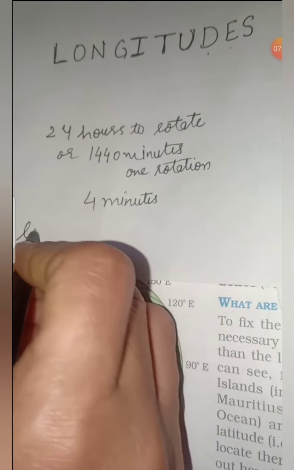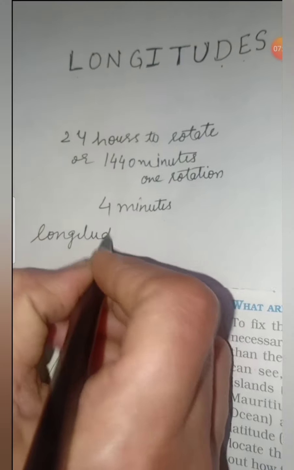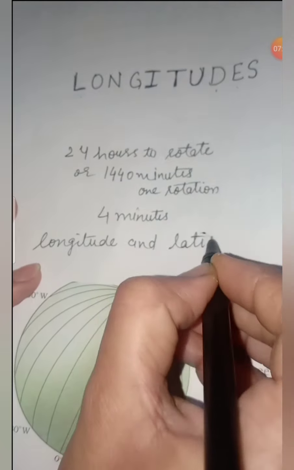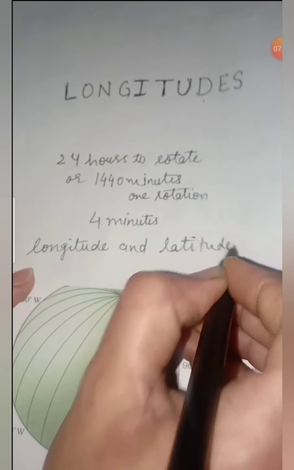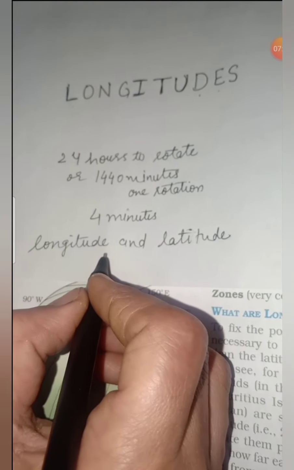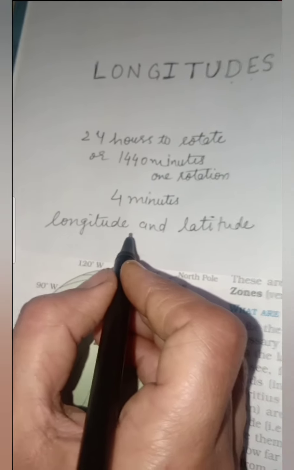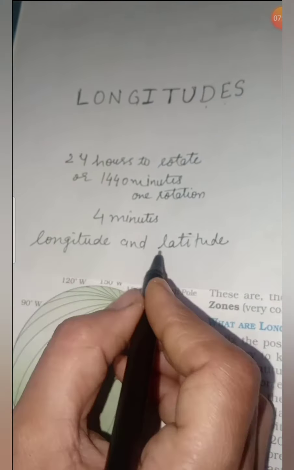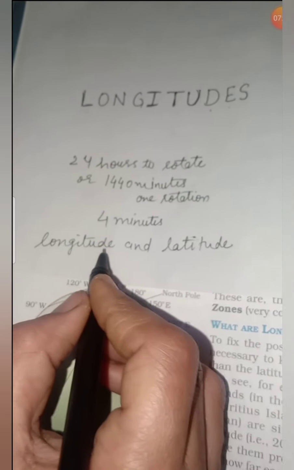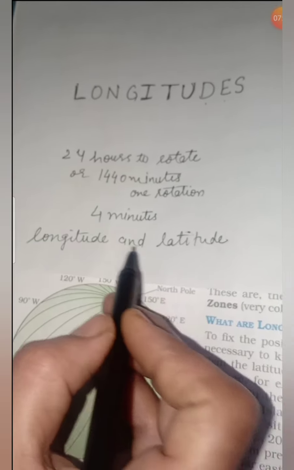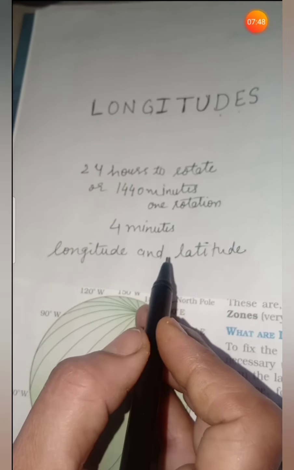If we know the longitude and latitude, it is easy to calculate the time of that particular place. That is all about latitudes and longitudes.